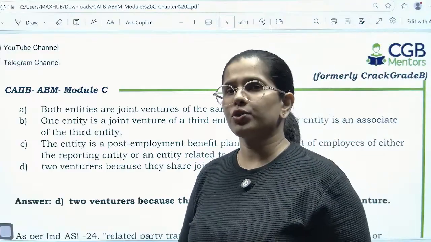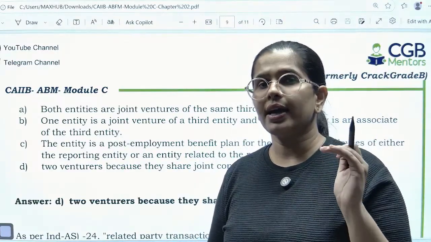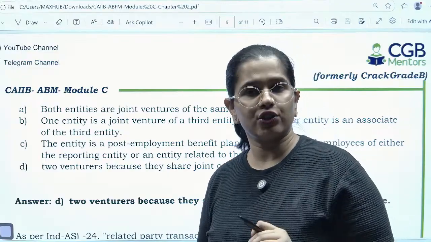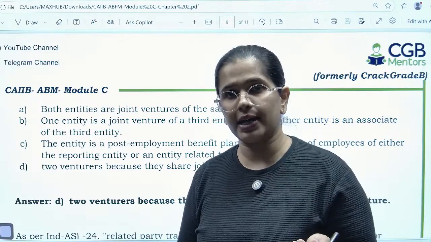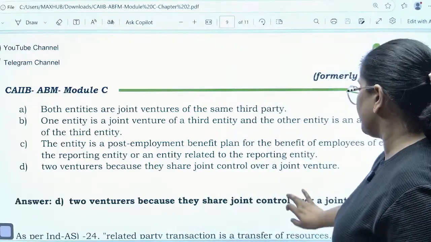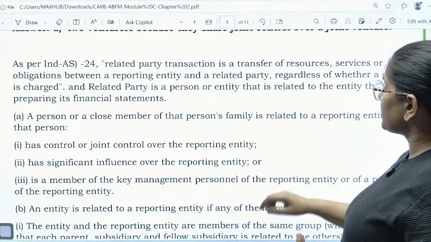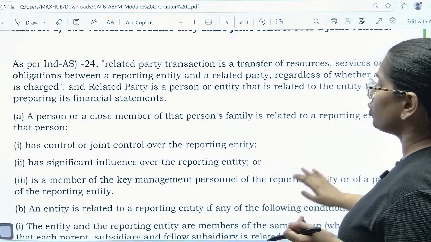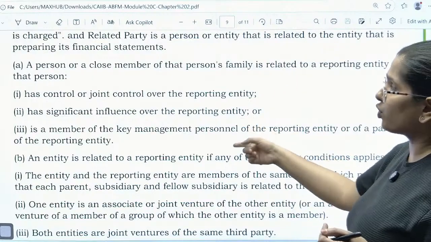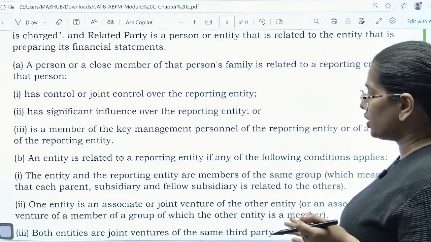Why is the correct option D? There is an answer to that. AS 18 (Ind AS 24) clearly identifies when a transaction would be called a related party transaction and when it will not. Dekho, it will be called a related party transaction when a person or close member of the family is related to the reporting entity, they have control, significant influence, or a relationship of key managerial personnel.